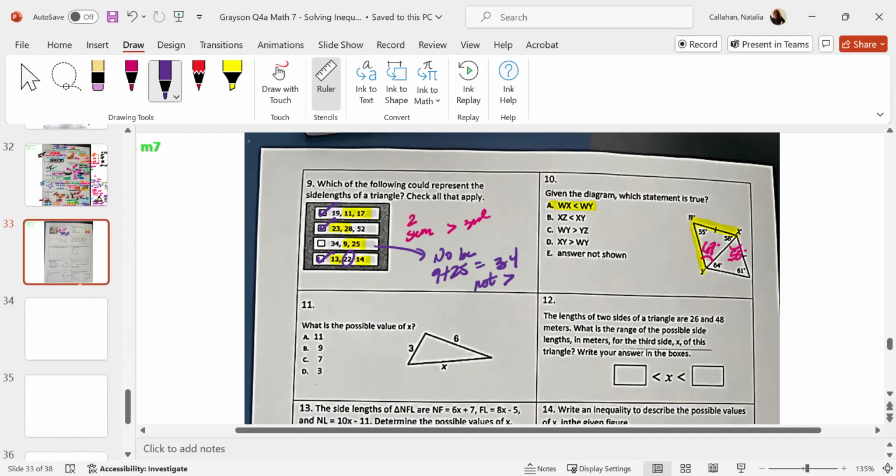Well, what are you looking at? There's no 57. WY is not 67. WY is this side right there. What is opposite of that? What measurement is that? What about WX?